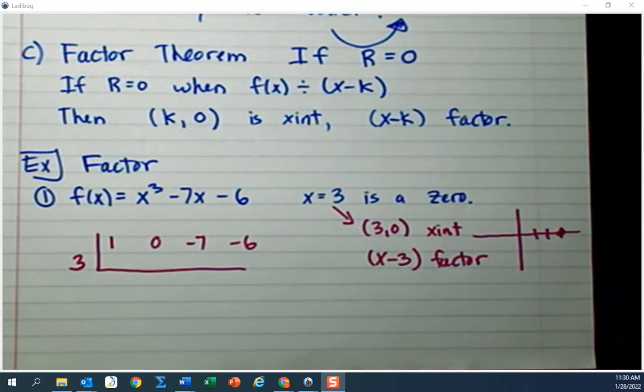Feel free to finish filling out your division. You should get a remainder of 0.